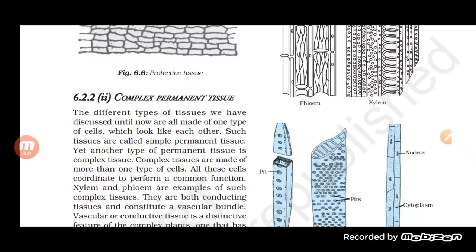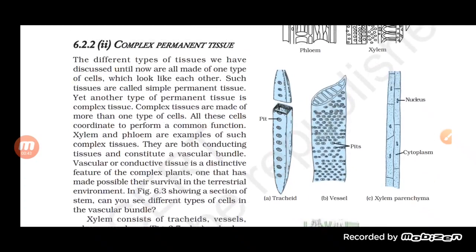Now coming to the next type of permanent tissue, and that is complex permanent tissue. The different types of tissue which we have discussed until now are made up of one type of cell which look like each other, and such kind of tissue is called a simple permanent tissue. In a simple permanent tissue, they are made up of only one type of cell. But in case of a complex tissue, they are made up of more than one type of cell. That is why the name is given, complex tissue.